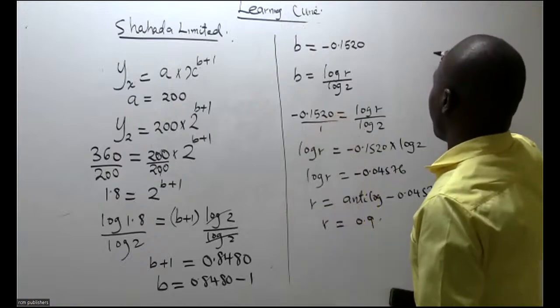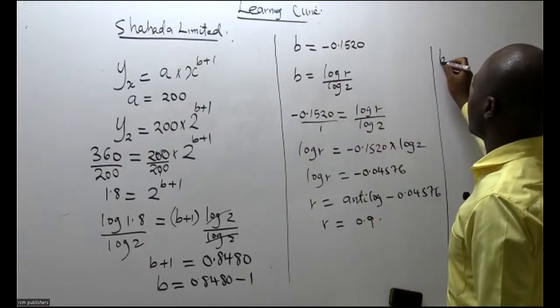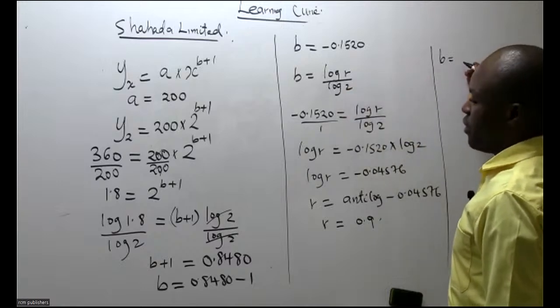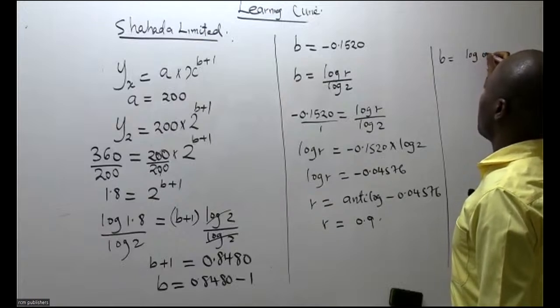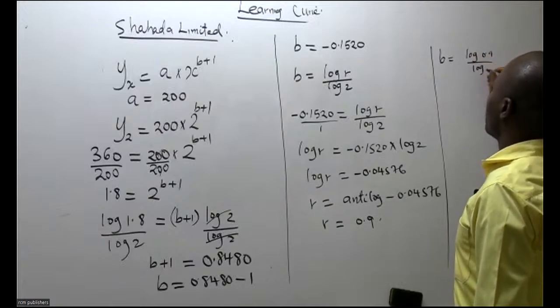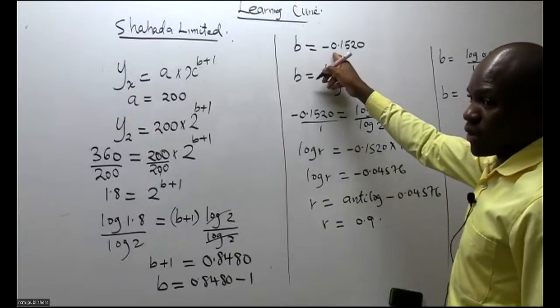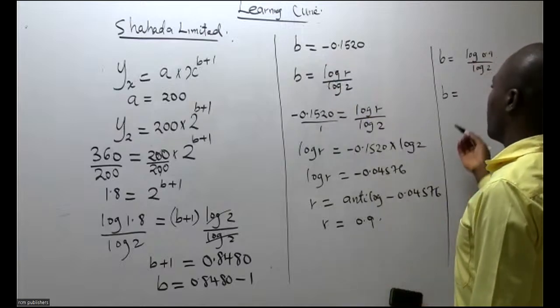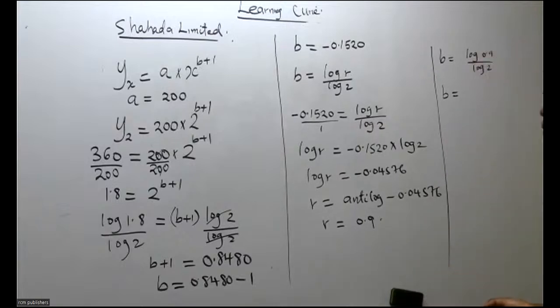You can even confirm. Remember how you are getting B: just take your log, just say log 0.9 divided by log 2. Then confirm if you're getting the value of B as this one here. Will you have that as the value of B? Confirm. Log 0.9 divided by log 2.